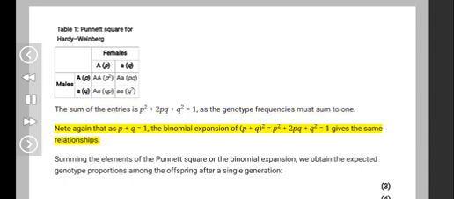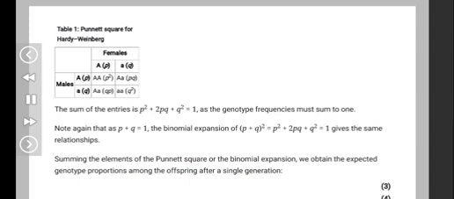Note again that as p plus q equals 1, the binomial expansion of (p plus q)² equals p² plus 2pq plus q² equals 1 gives the same relationships. From each element of the Punnett square or the binomial expansion, we obtain the expected genotype proportions among the offspring after a single generation. These frequencies define the Hardy-Weinberg equilibrium.